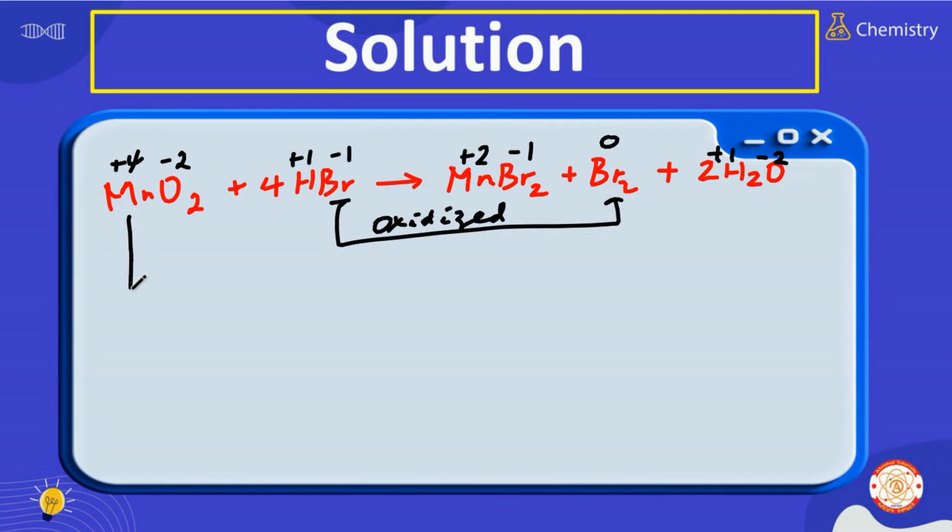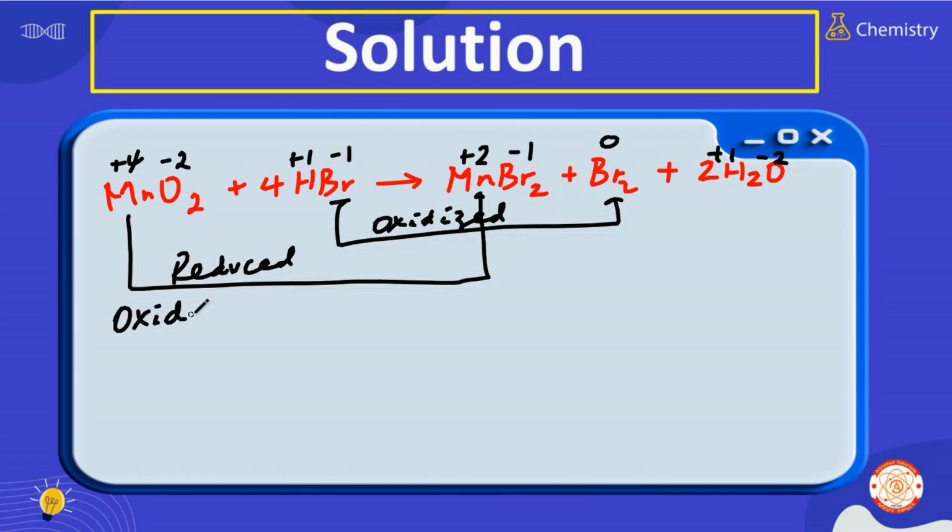Manganese going from +4 to +2, its oxidation number has decreased, therefore it has been reduced. So therefore the oxidized species is bromine with oxidation number -1, and the species which has been reduced is manganese +4.